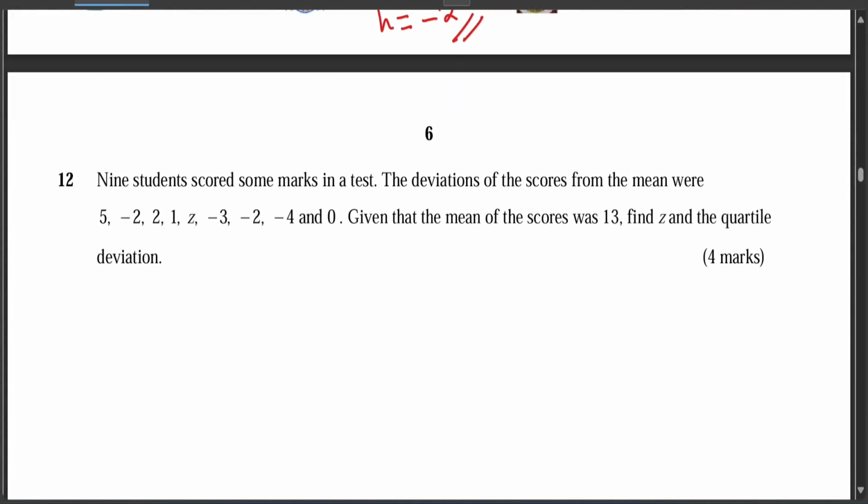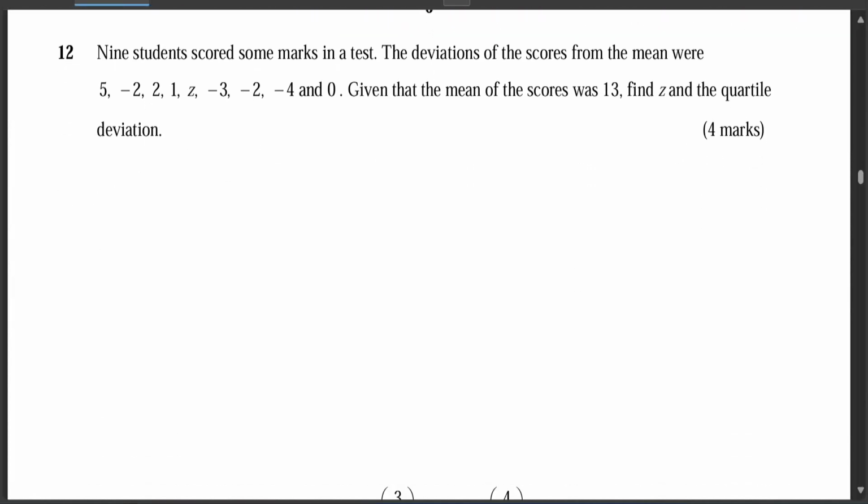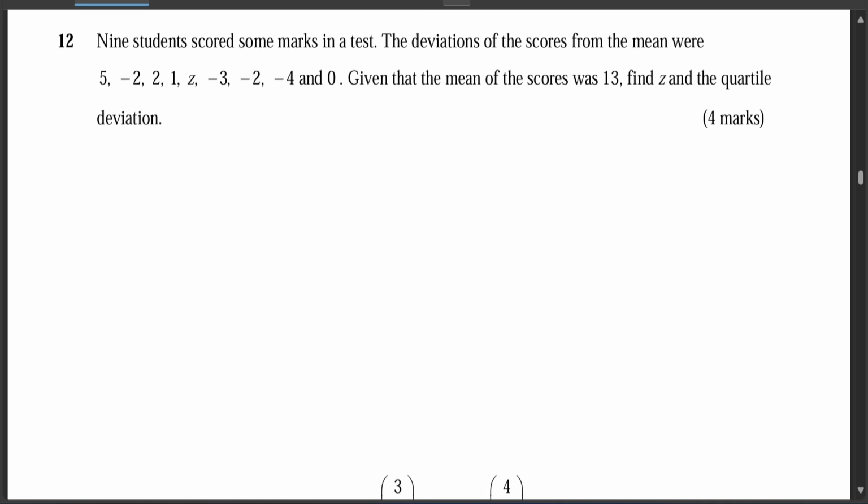Okay, let's continue question 12. So question 12 kama kawaida yetu yasema 9 students scored some marks in a test. The deviations of the scores from the mean were 5, -2, 2, 1, z, -3, -2, -4 and 0. Given that the mean of the scores was 13, find z and the quartile deviation. Sorry, rahisi sana tena sana. So there's one thing that you should know, and that is the sum of those deviations is always equal to 0.